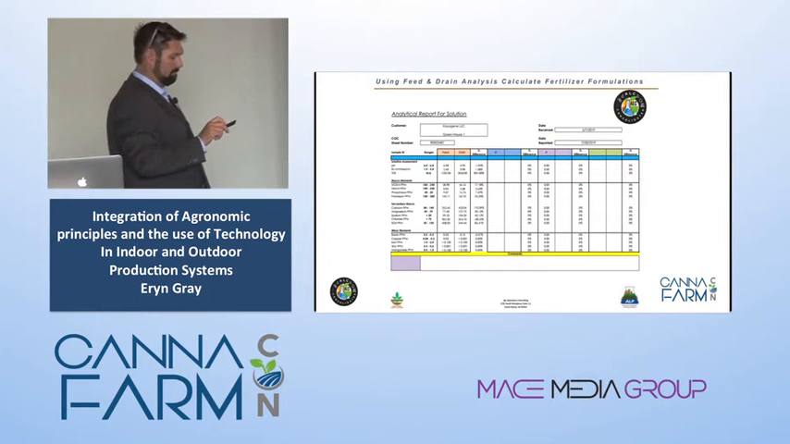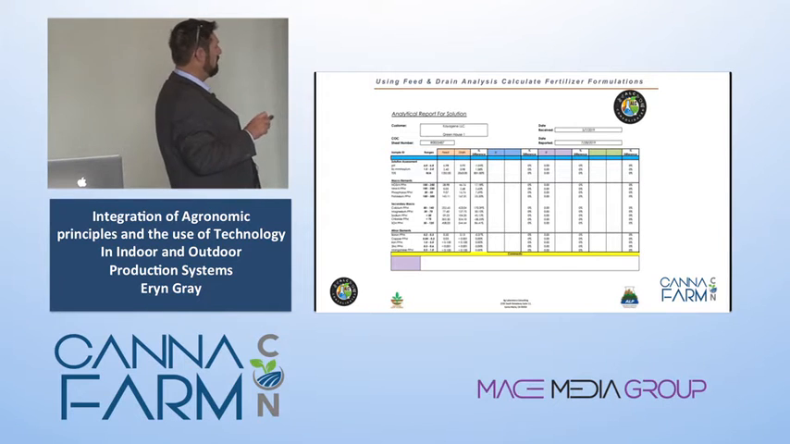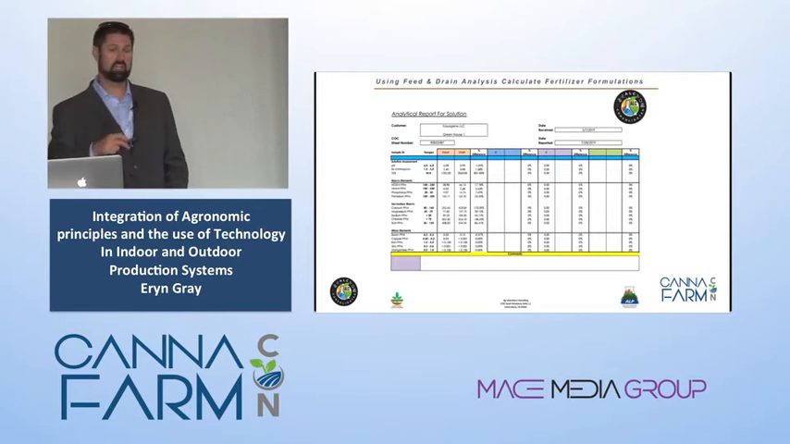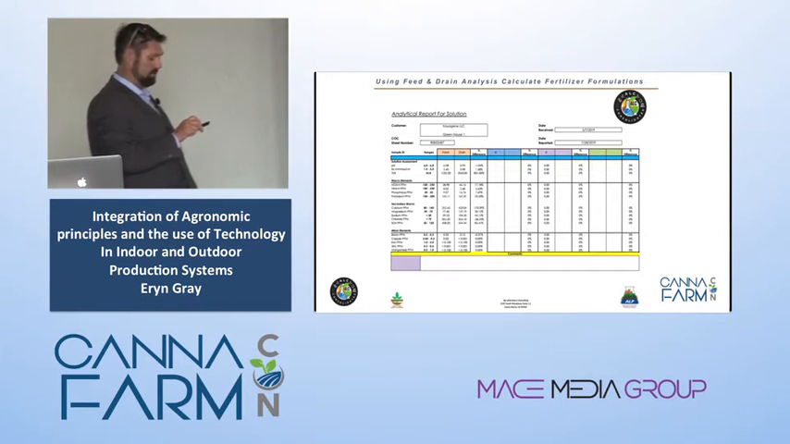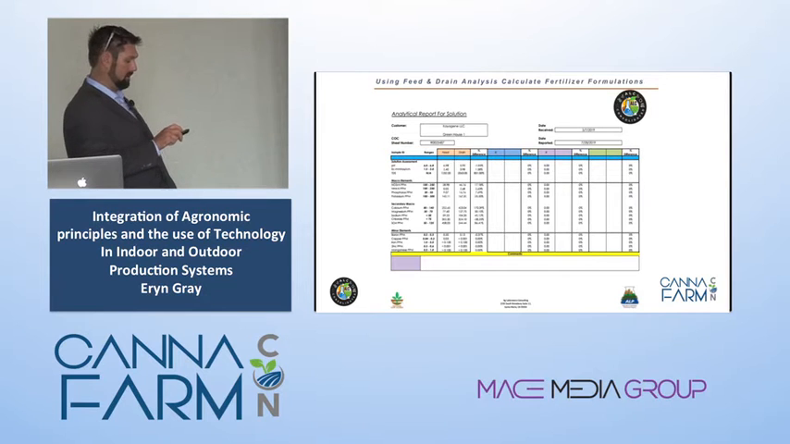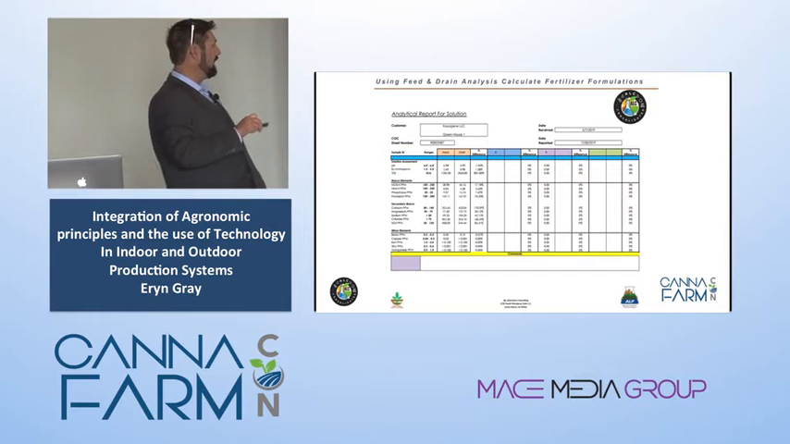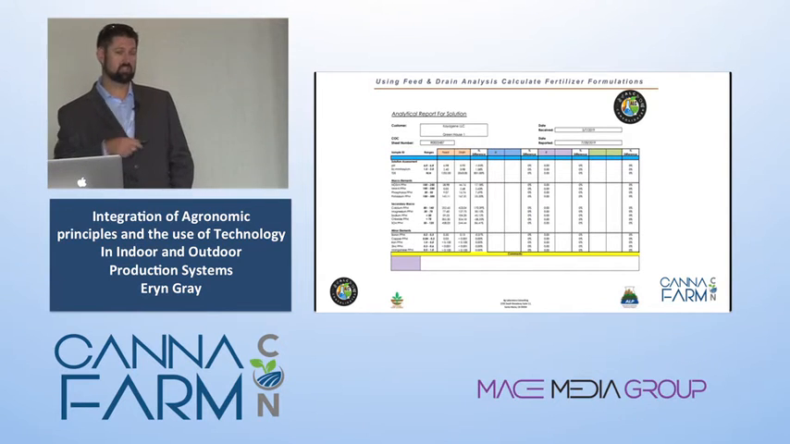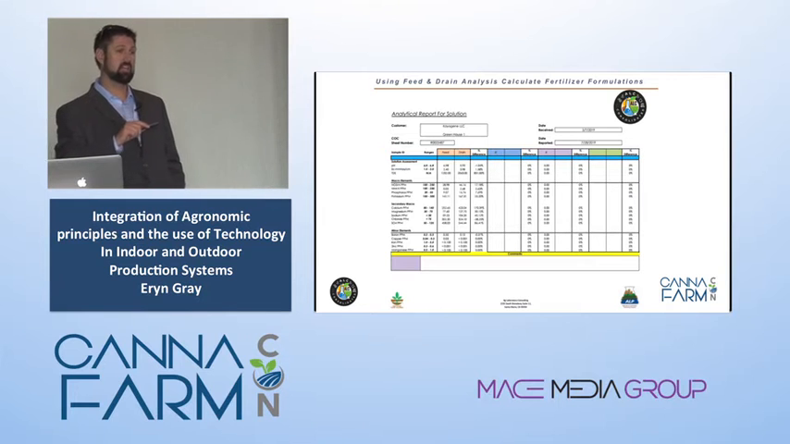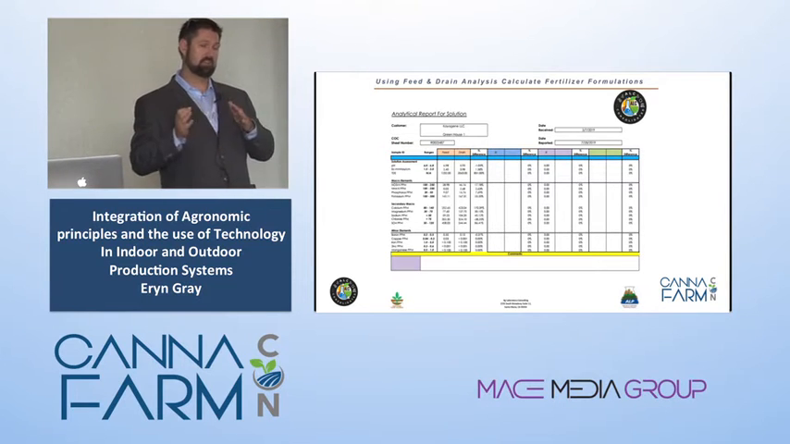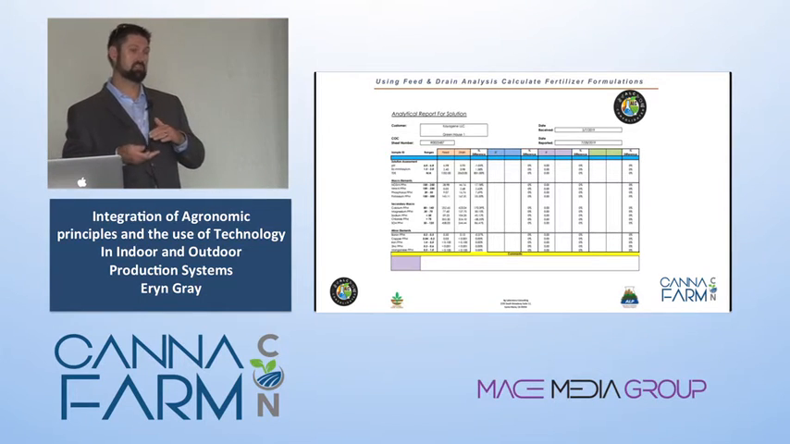Let's see here. So this is an example of a feed and drain analysis. This is what we're utilizing in the greenhouses, in the indoor facilities. And it's very important to understand, hey, how much are we feeding? And typically I want to see that drain. Typically you want to see a 20 to 30% drain. The reason is I have to understand how much the plant's taking in. If I can calculate the difference, how much is coming in and how much is going out, then I can understand how much the plant's taking in.